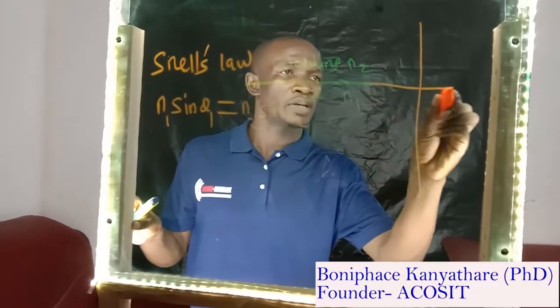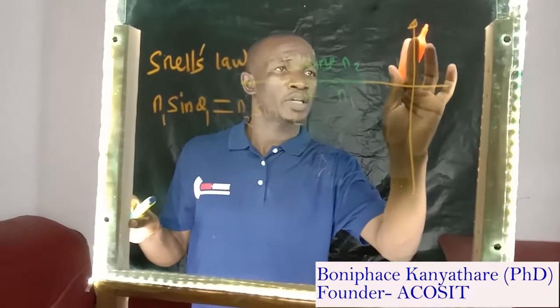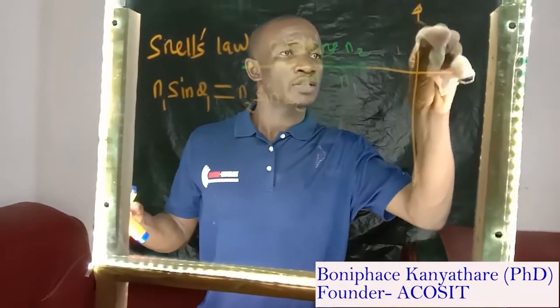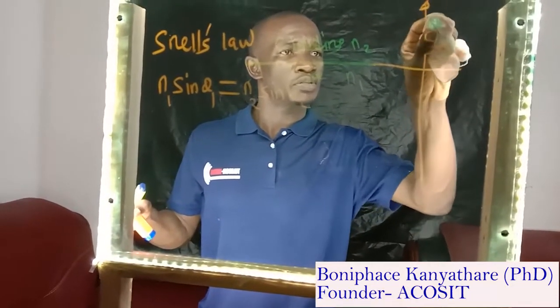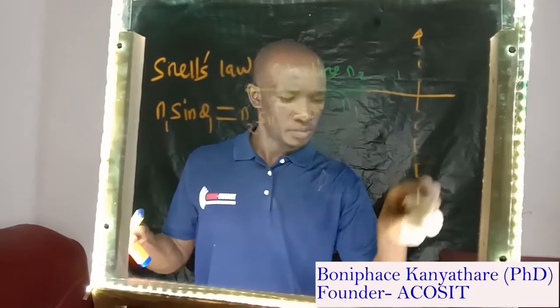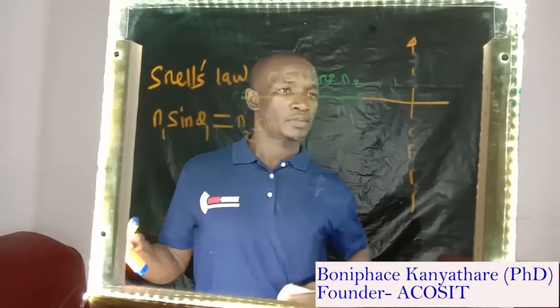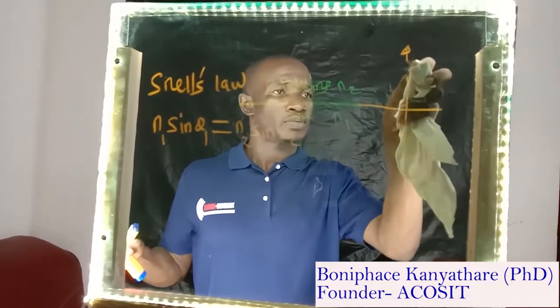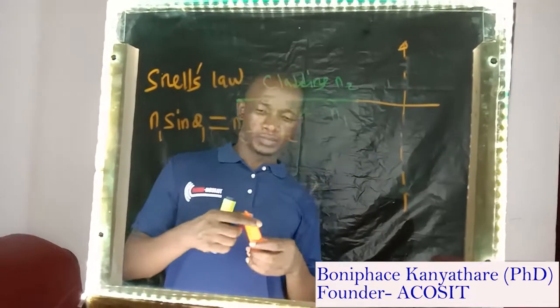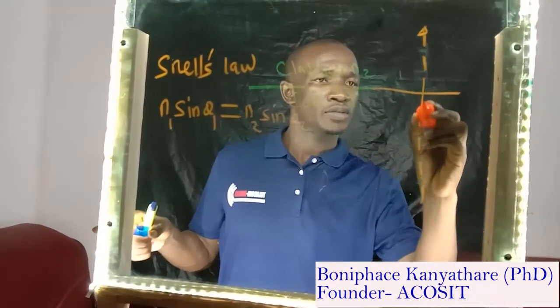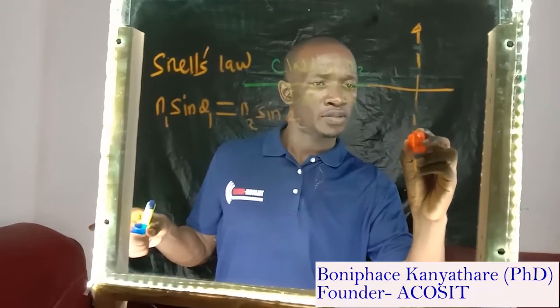Let me do something here. This is our normal. Actually, normal is supposed to be shown a bit differently. If this is our normal, it cannot be continuous. A normal cannot be continuous. So this is our normal.